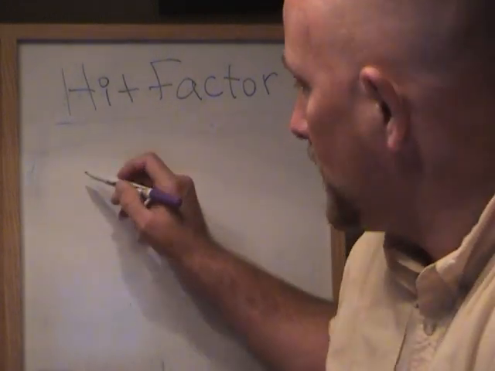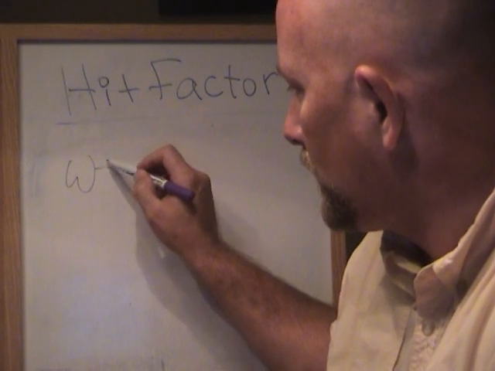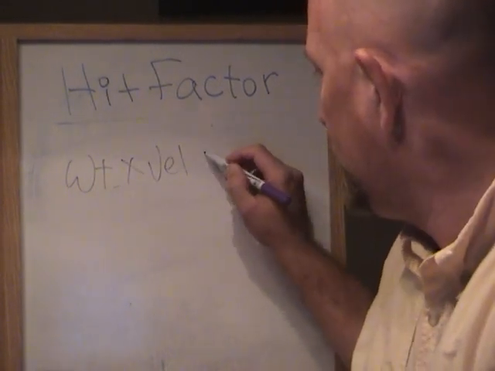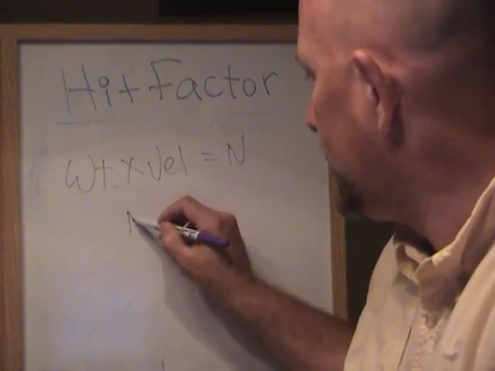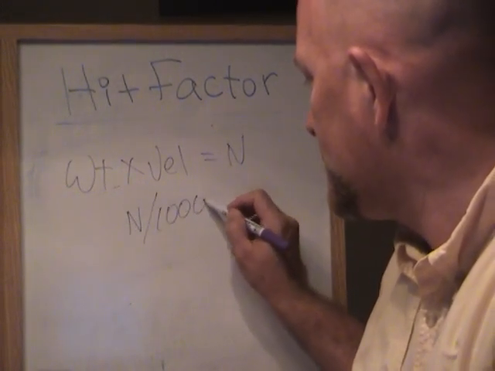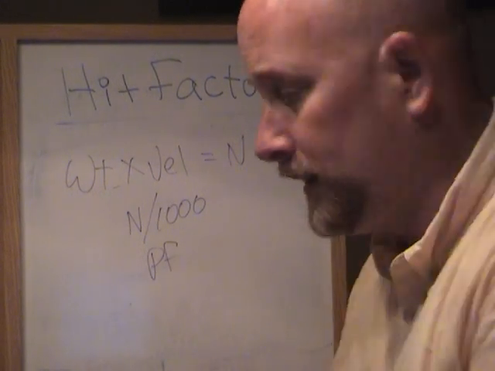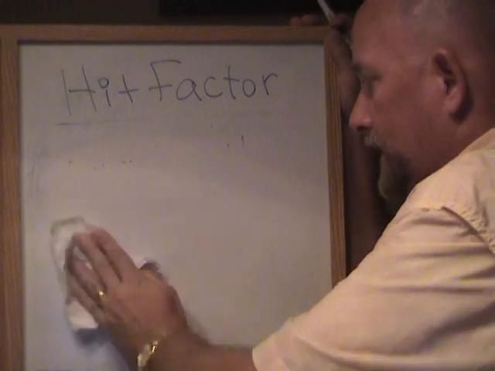The power factor is determined by taking the weight of the bullet in grains times the velocity that bullet comes out of the barrel. That will give us a number. We take that number, we divide it by 1,000, and that gives us a power factor. You following me? Let's put that into context.